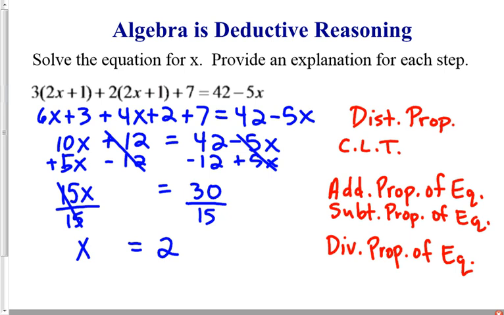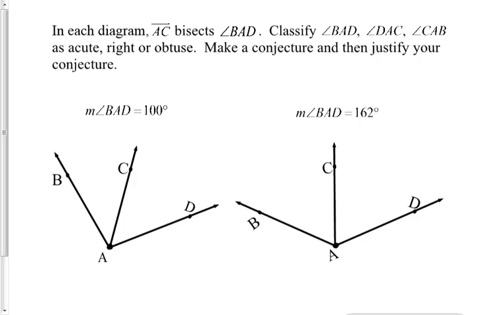Let's look at another example of using some inductive reasoning before we look at some more deductive reasoning. In each diagram, ray AC bisects angle BAD. So you can see on the left, we have angle BAD bisected by ray AC. And in the diagram on the right, we have a different angle BAD being bisected by ray AC. Classify angle BAD, angle DAC, angle CAB as acute, right, or obtuse. Make a conjecture and then justify your conjecture.